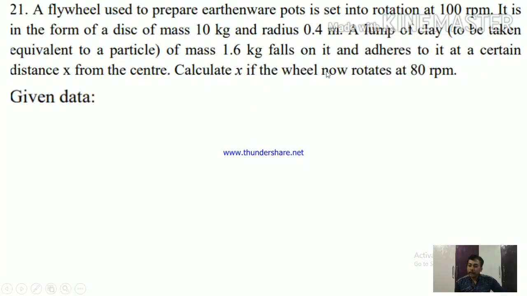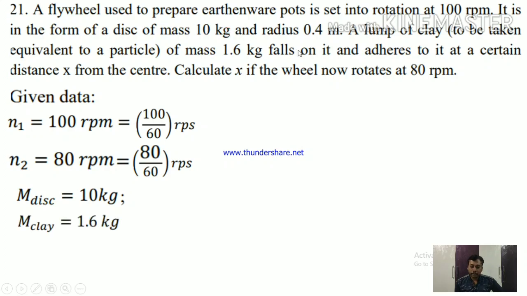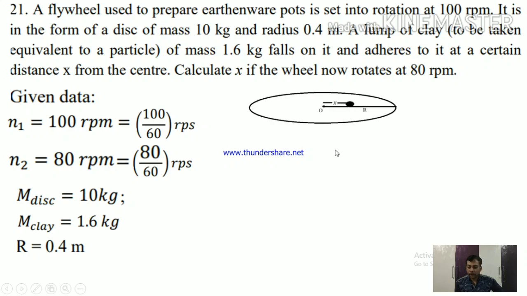So see, here first N1 frequency is given 100 rpm. Convert that rpm into per second, that is 100 upon 60. Now after the lump of clay falls on the flywheel, the rotation becomes 80. So N2 is equal to 80 rpm, that is 80 upon 60 rps. Now mass of disc is given here 10 kg. Mass of clay is given 1.6 kg. Radius of disc is 0.4 meter. So consider this is flywheel, and here the lump of clay is at a distance of x from O, and we have to determine this x.